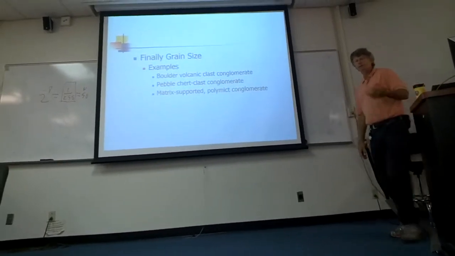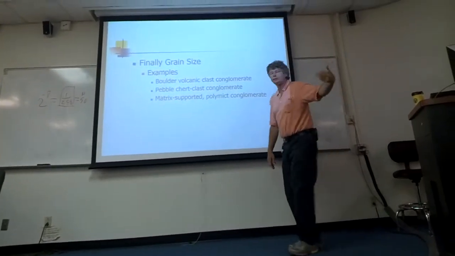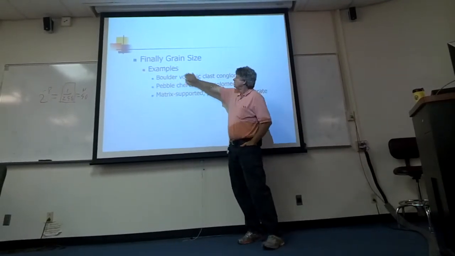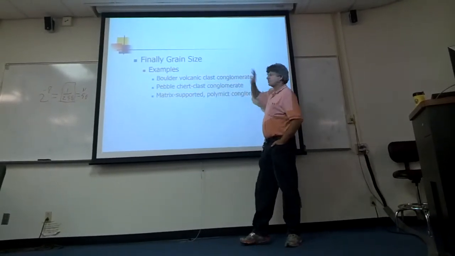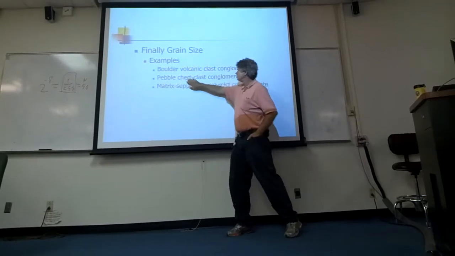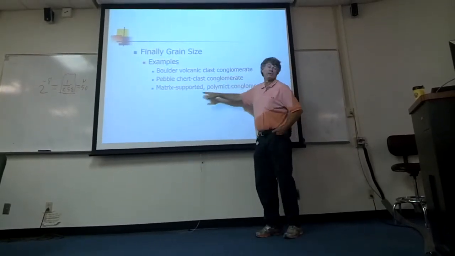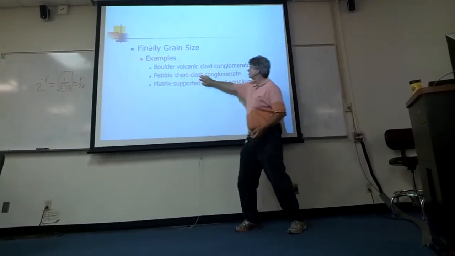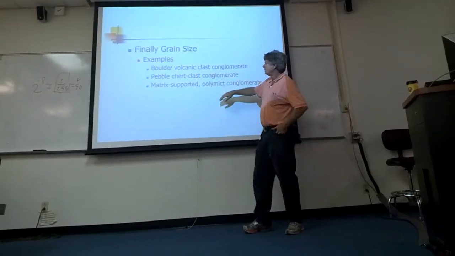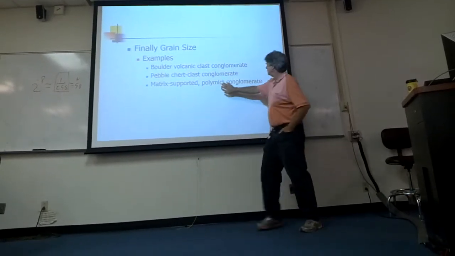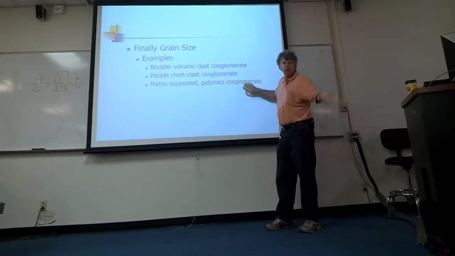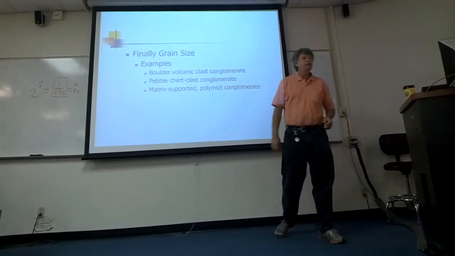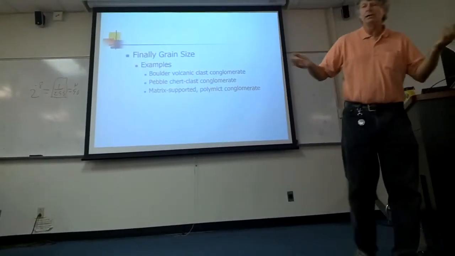And then finally, we add in the grain size. I've already been doing that, but so a boulder volcanic clast conglomerate, a pebble chert clast conglomerate, or if it's angular, a pebble chert clast breccia. Matrix supported polymict breccia. And that's how you describe conglomerates.